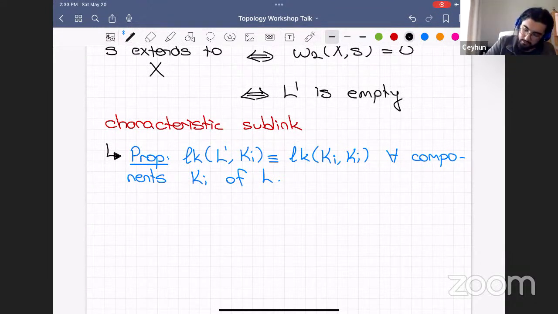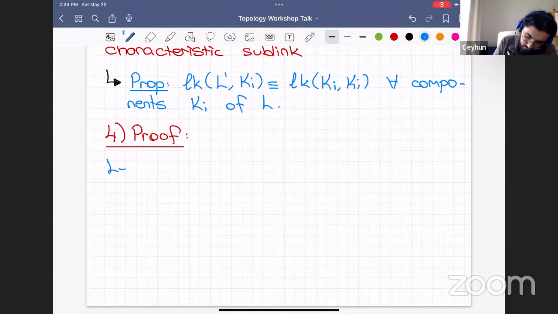Great. So finally, the proof. We're going to need two lemmas.